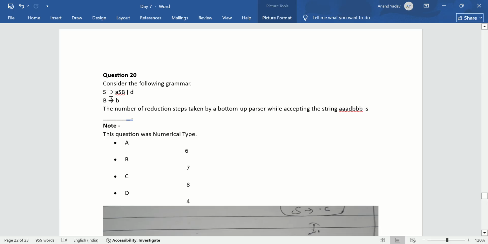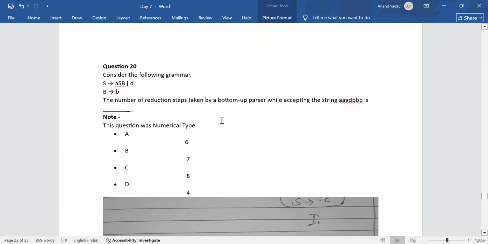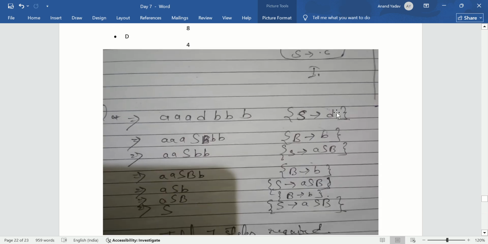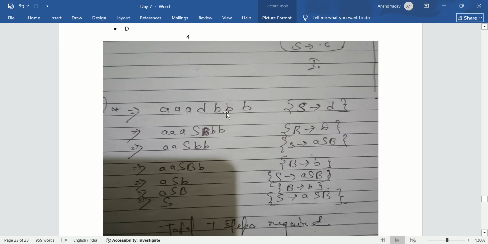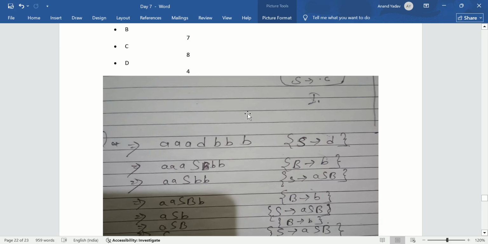Now next one is question 20. Consider the following grammar: S production A S B, and D and B production B. The number of reduction steps needed for accepting this string is asked. So for this question I will solve in this way. First I will write the string, and then write the production S production D. So this is the D. It will convert into S, because S production D produces this D.